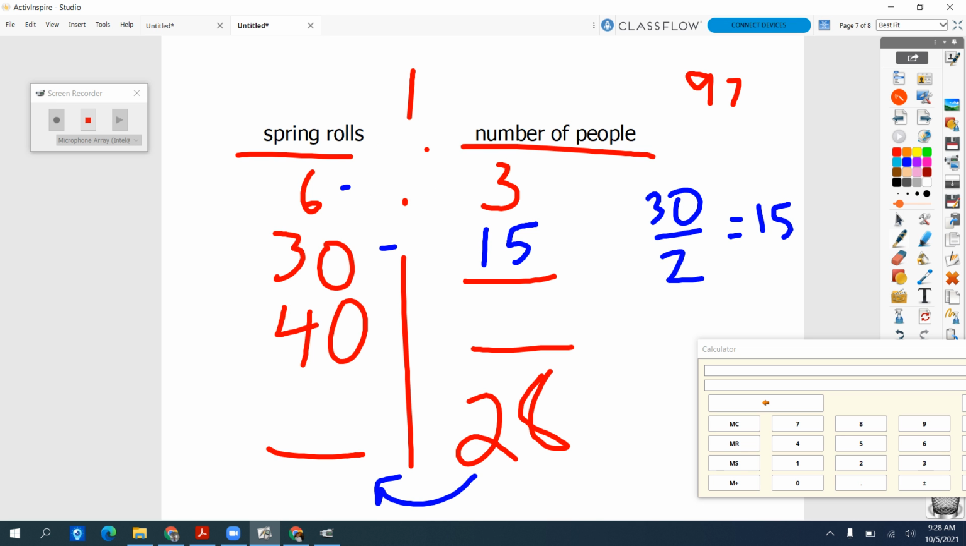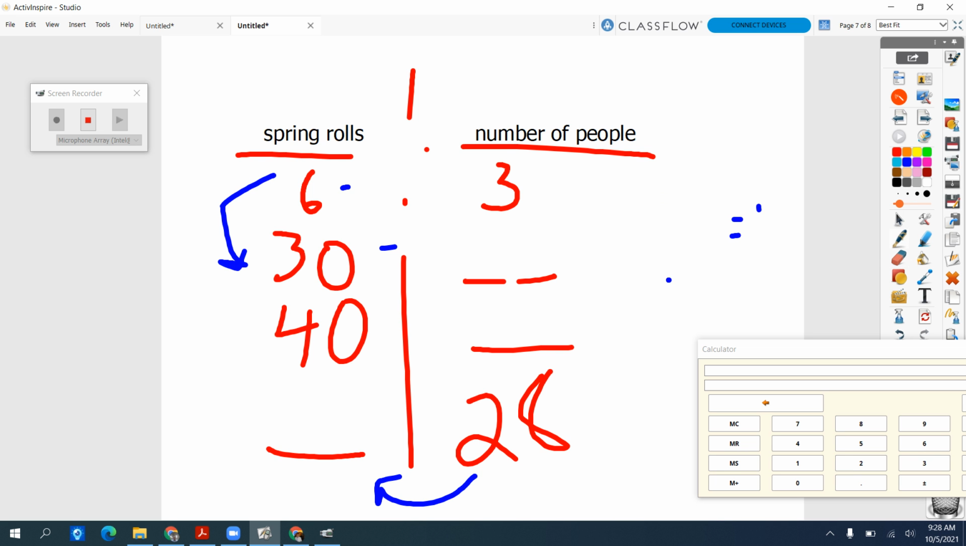And after you got that, from the beginning, let's say you wanted to do it a different way. Okay, so I do notice that I can go from 6 to 30 by multiplying by 5. So I could also take this 3 and multiply it by 5. And 3 times 5 gets you that same answer of 15.